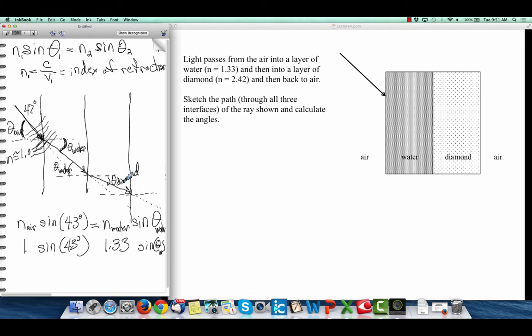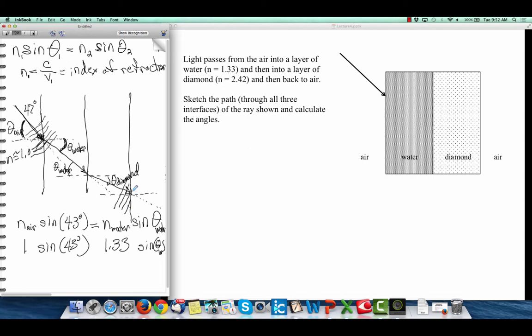What happens at this interface? Let me draw some wavefronts. At this interface, the waves start going faster. They slow down in the water, they slow down even more in the diamond, and they come back into the air. They're going approximately what one standardly calls the speed of light in vacuum. They're going really fast again.